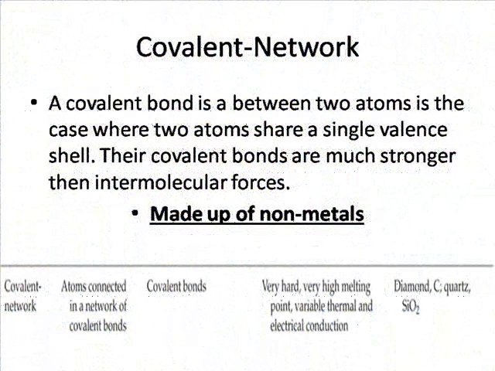Covalent network solids consist of atoms held together in large networks by covalent bonds. A covalent bond is where two atoms share a valence shell. Since covalent bonds are much stronger than intermolecular forces, this makes covalent network solids very hard with a very high melting point. Covalent network solids are only made up of nonmetals, and some examples would be diamond, carbon, quartz, and silicon dioxide.